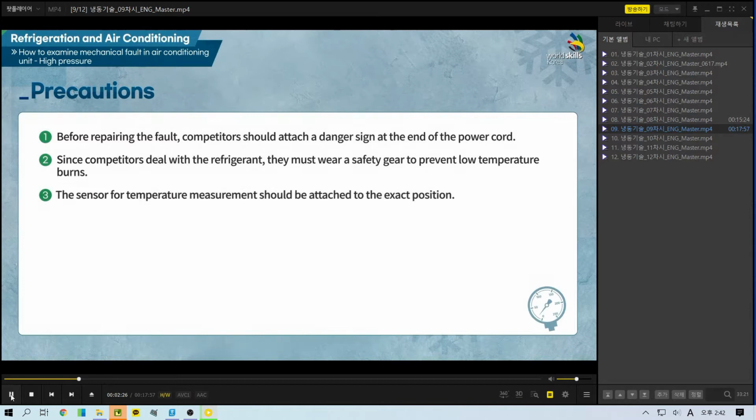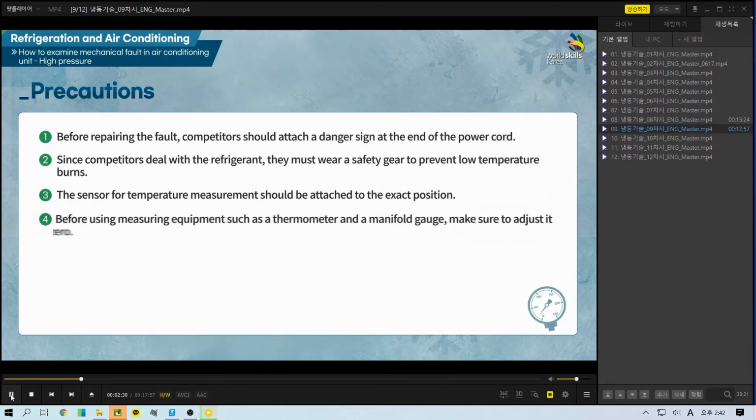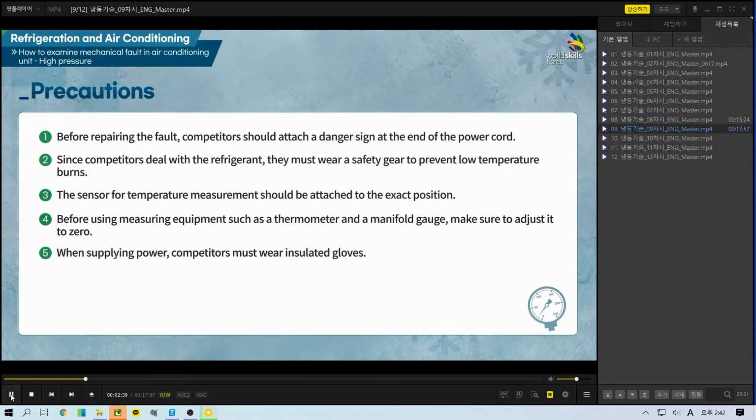Third, the sensor for temperature measurement should be attached to the exact position. Fourth, before using measuring equipment such as a thermometer and a manifold gauge, make sure to adjust it to 0. Fifth, when supplying power, make sure to wear insulated gloves.